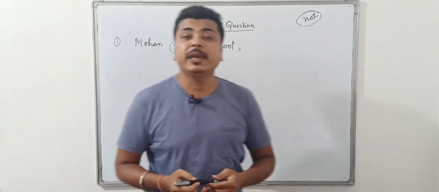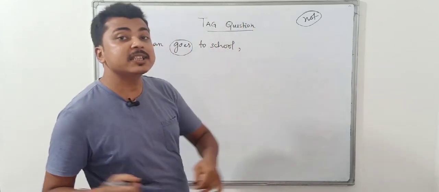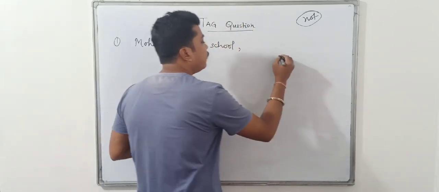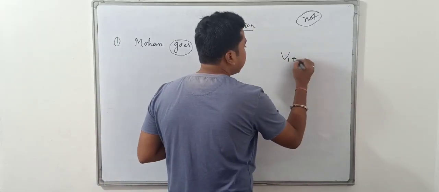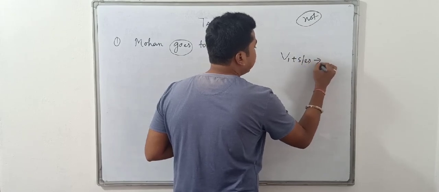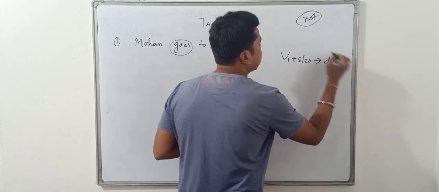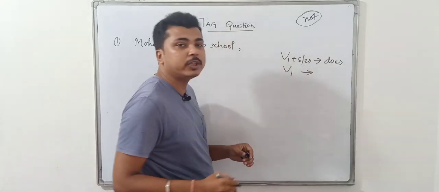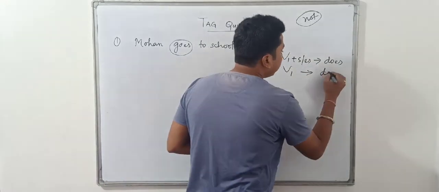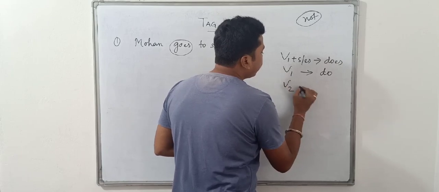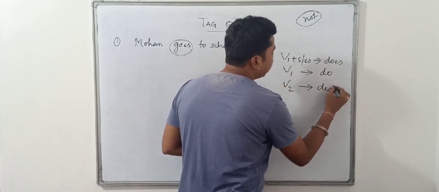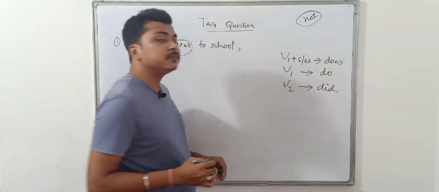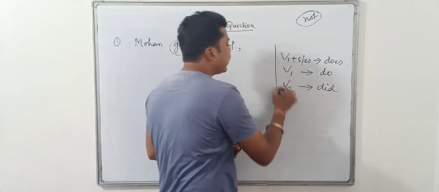Here "goes" is the main verb. Okay, we have to follow the structure of the main verb. If your main verb has s or es included in it, we are going to use the auxiliary does. If your main verb is only in verb 1 form, we are going to use the auxiliary do. If your main verb is in verb 2 form, we are going to use the auxiliary did. So remember this thing, it is very much important.